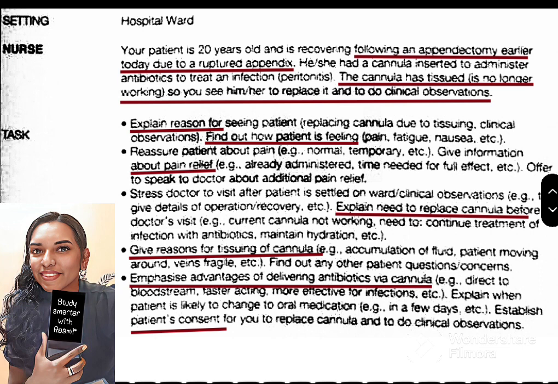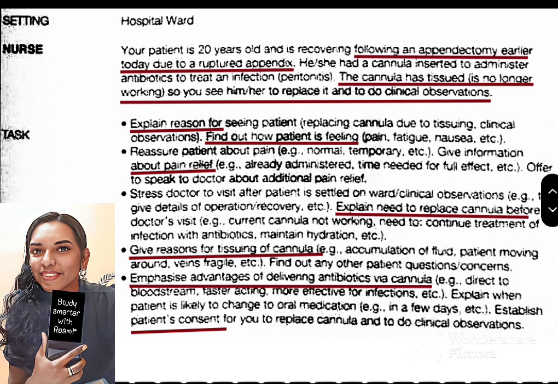So underline that "earlier today", because you have to start with good morning, or even good afternoon, it's okay, because the surgery has finished in the morning. Then, due to a ruptured appendix, he or she had a cannula inserted to administer antibiotics to treat an infection, that is peritonitis. The cannula has tissued, is no longer working. So, you see him or her to replace it and to do clinical observation.